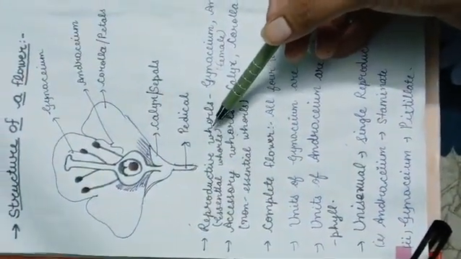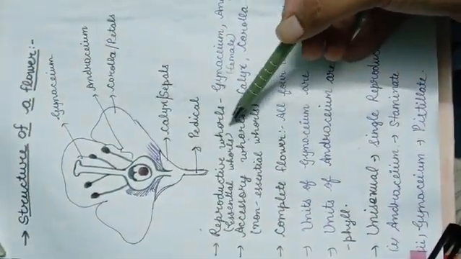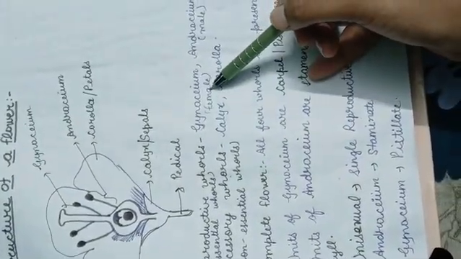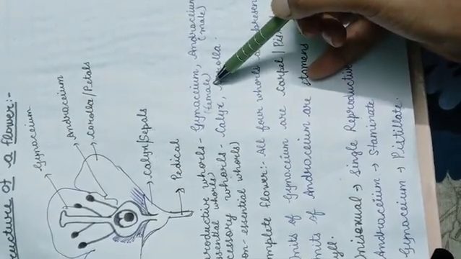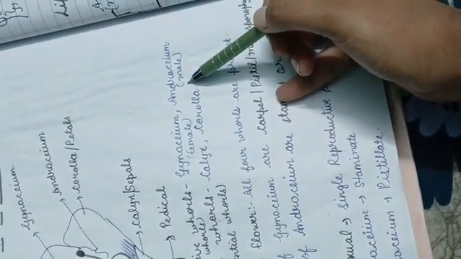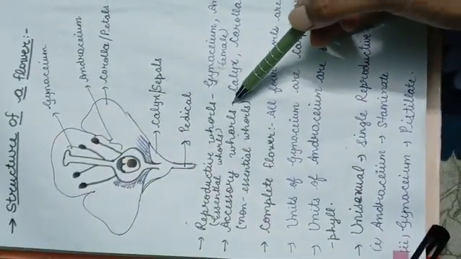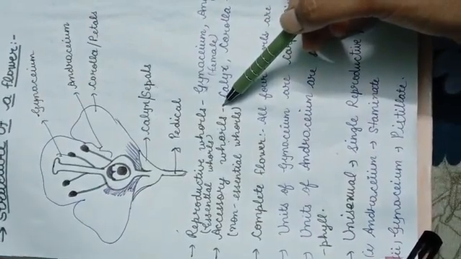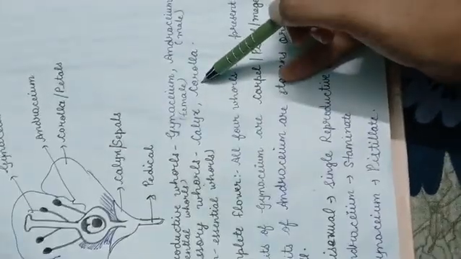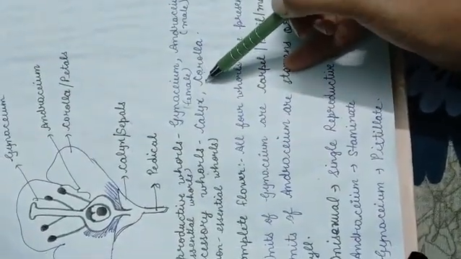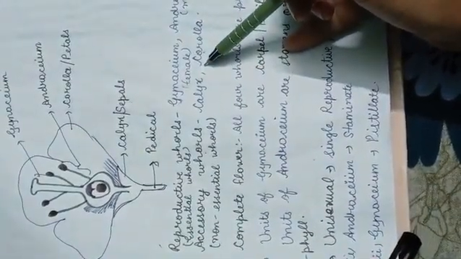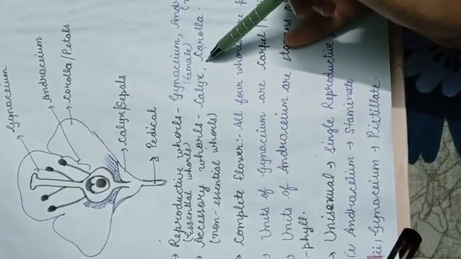And the flower consists of two different types of whorls. The first one is the reproductive whorl, which consists of gynoecium, the female part of a flower, and the other one is androecium, the male part of a flower. The second whorls are known as accessory whorls or the non-essential whorls, which contain calyx and the corolla. They do not perform a role in reproduction but help in the protection of the reproductive parts of a flower.